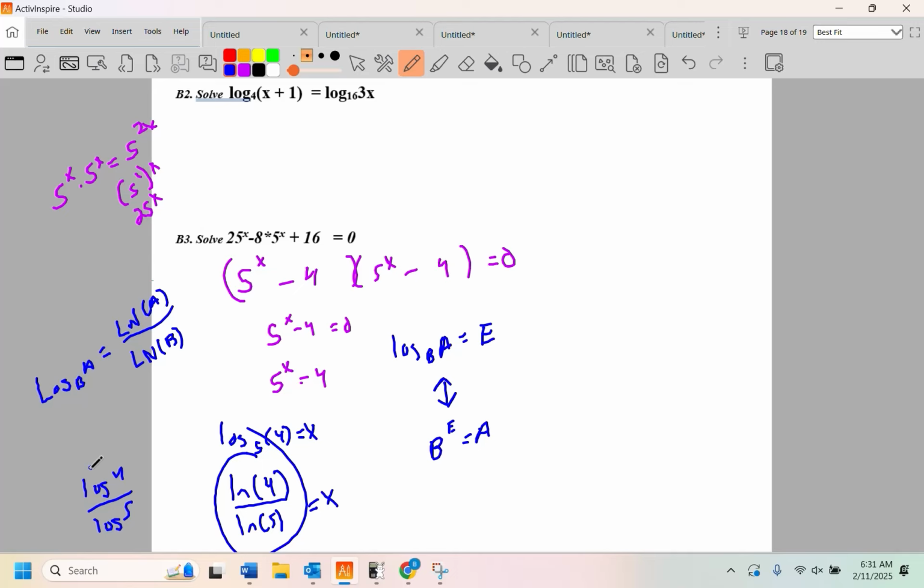Solve log base 4 of x equals log base 16 of 3x. The issue here is the bases are not the same. And this one is actually going to be pretty easy. I probably did this harder on the last one. I'm just going to make this guy a log base 4 of 3x over a log base 4 of 16.